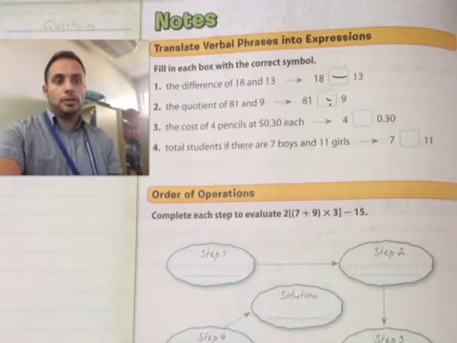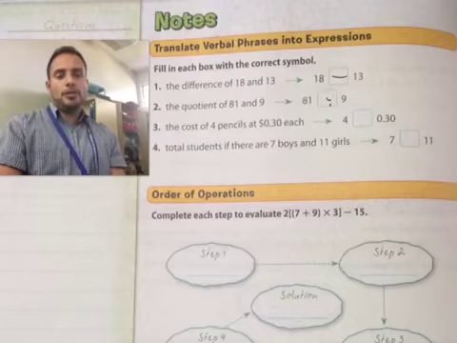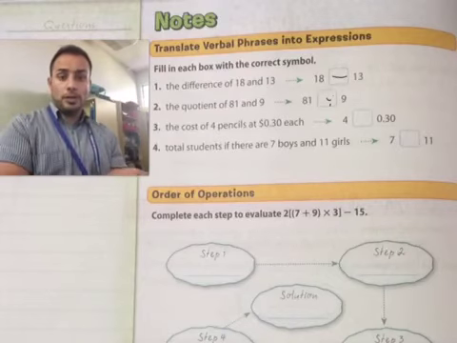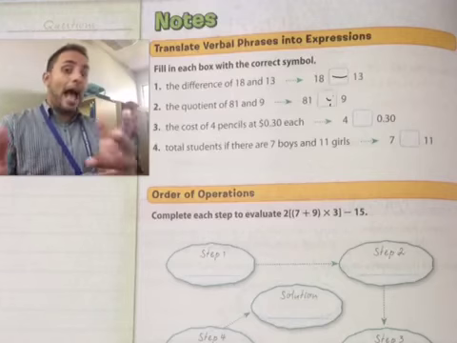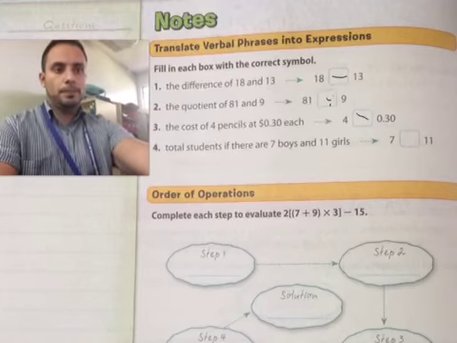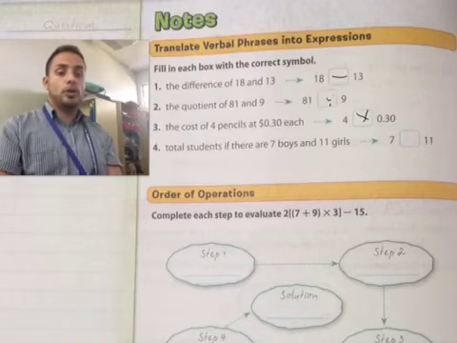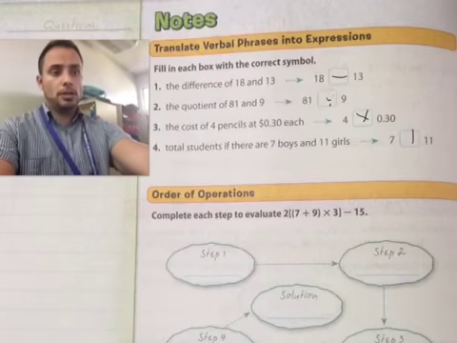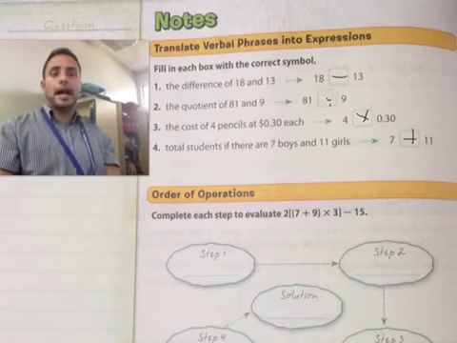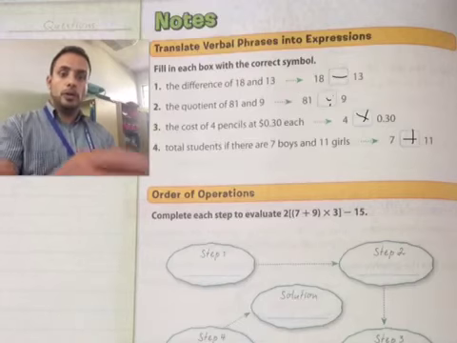Sorry, not the prettiest division sign. The cost of 4 pencils at 30 cents each. Well, if I want 4 pencils and they cost 30 cents, I can add 30 plus 30 plus 30 plus 30, or I can just simply multiply. And the total students, if there are 7 boys and 11 girls, and you want to know the total students that are in the classroom, we simply add. So that's part of the planning process when you are planning on what computation you will use.